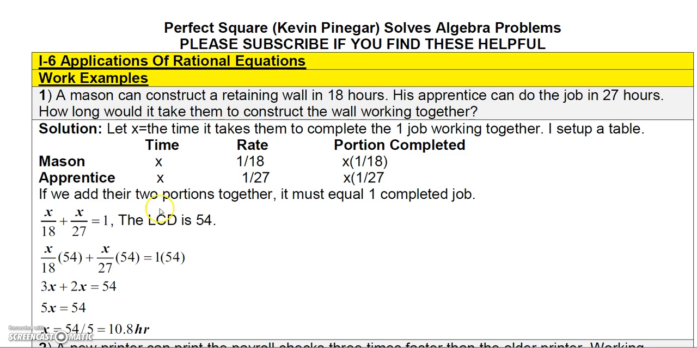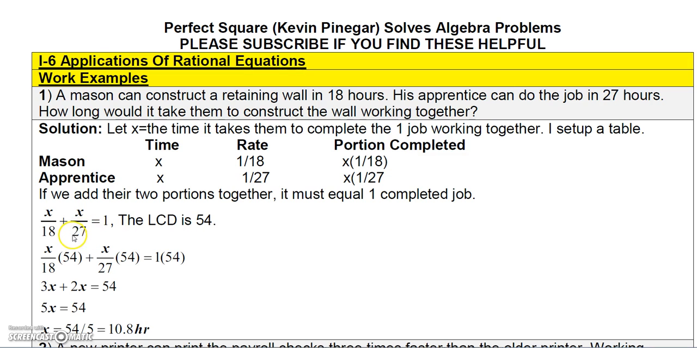Now, we're going to add the two portions together, because if we add the two portions together, that should equal 1 for one job. This is the portion of the job done by the mason. This is the portion of the job done by the apprentice. Add them together, that should equal one whole job.